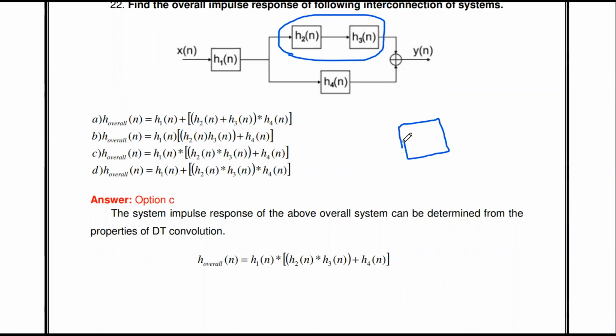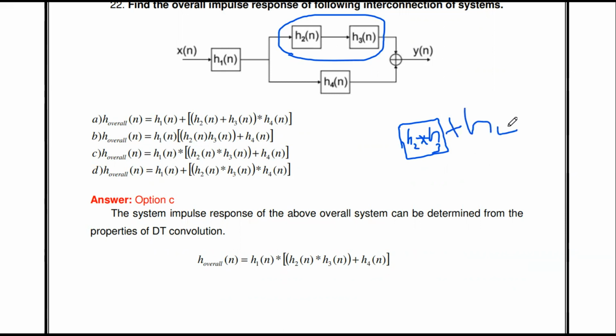So what is the impulse response of this cascaded system? It is nothing but the convolution of H2 with H3. This two-thing combination is replaced by H2 convolution with H3, and that connection is parallel with H4. If two systems are connected in parallel, we have to add the impulse responses. So H2 convolution with H3, plus H4.